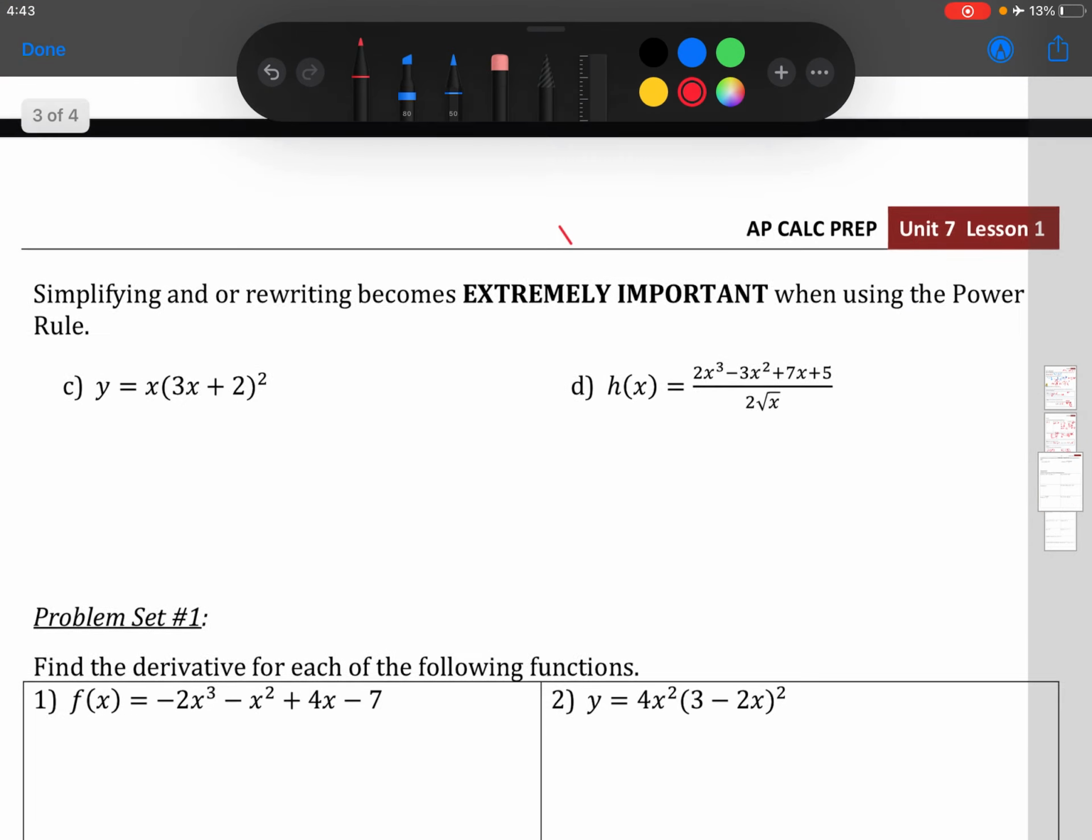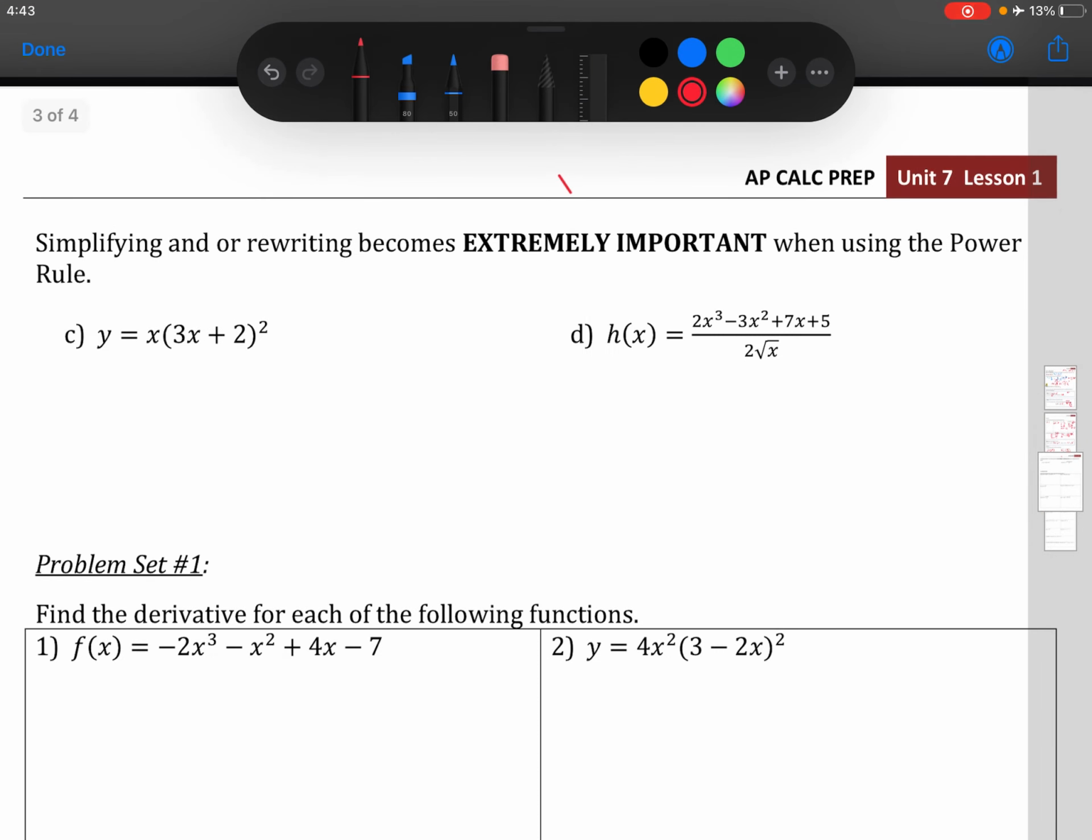Just do it individually. Simplifying or rewriting becomes extremely important when using the power rule, which I did for question number 1D. I told you anytime you have radicals, make sure you write the exponents in fractional form, or if you have them, the radicals in the denominator, you can move up and so forth. So here, this one, how do I do this? So here I must simplify it in order to apply the power rule.